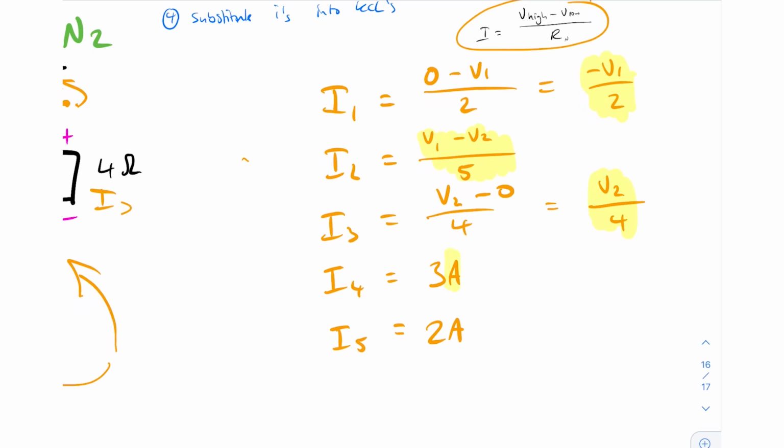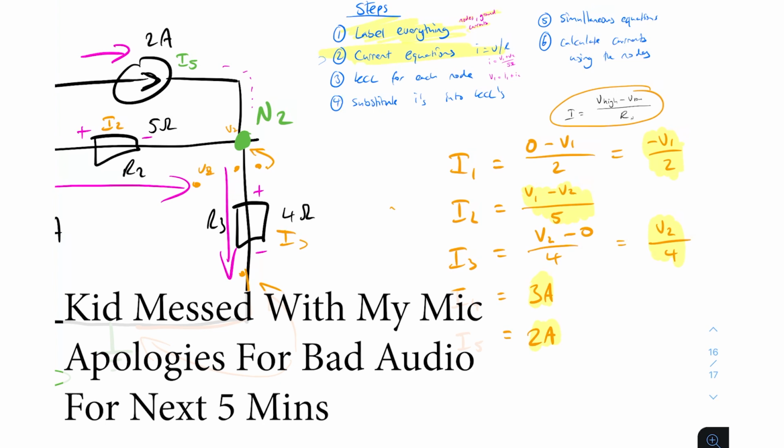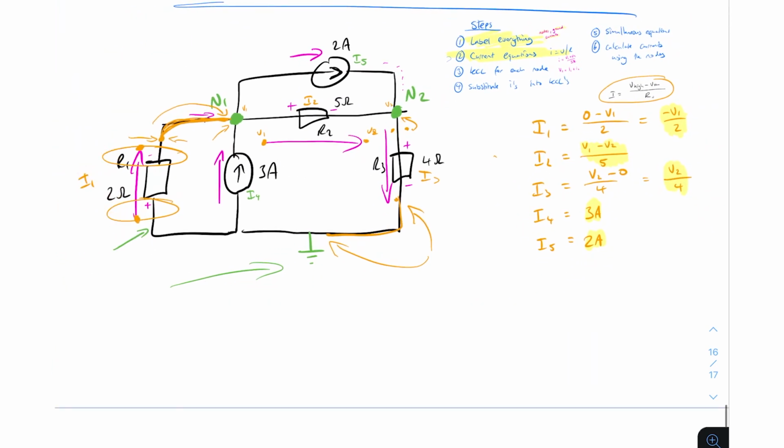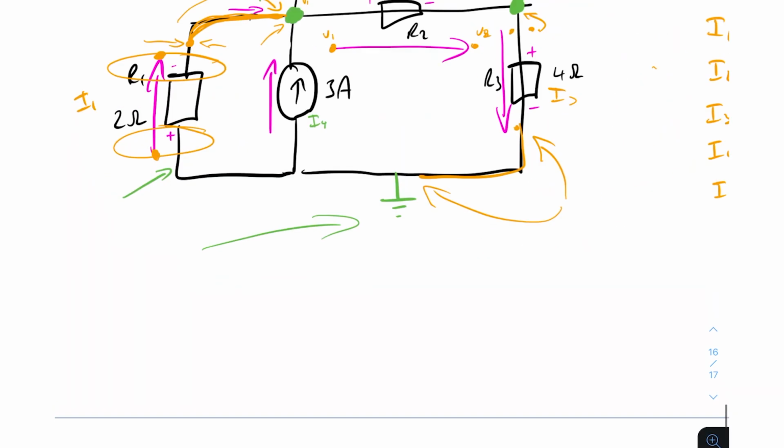All of our current equations, for each of the currents. So we finished that. Now we can write the KCLs for each node. Okay, so we've done all of our current equations now. So let's do the KCLs for each node. So KCL for node 1 and KCL for node 2. So let's start here. So KCLs, I'm going to say node 1 and node 2.